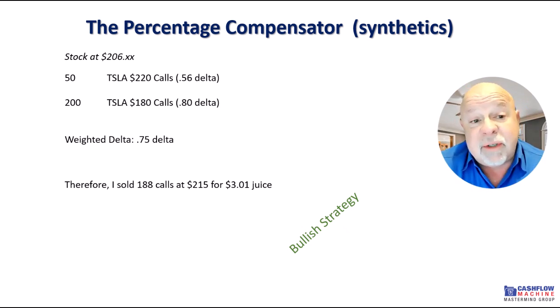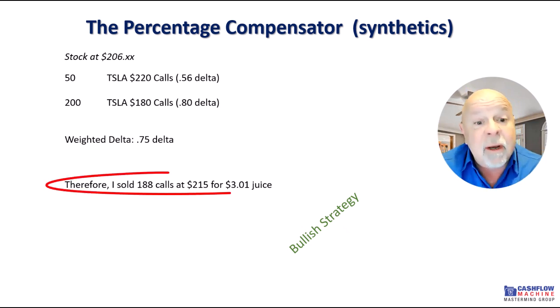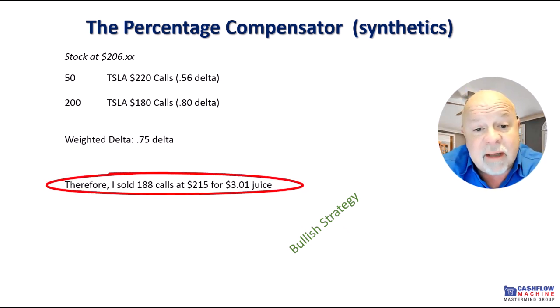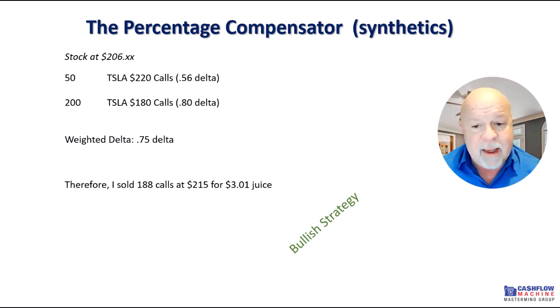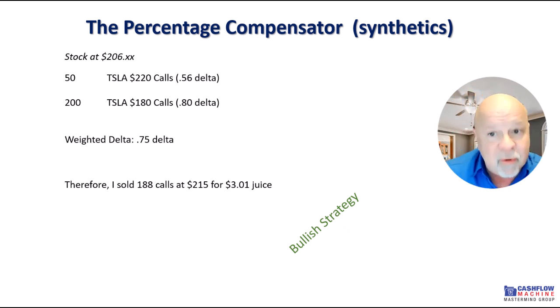So if I use the 250 calls times 0.75, I get about 188 calls. So I'm going to sell 188 calls at the 215 strike, and I'm going to pick up $3 and a penny in juice. Remember, this is a bullish strategy. We want that stock to go up over our strike price. Let me show you how the math works out.